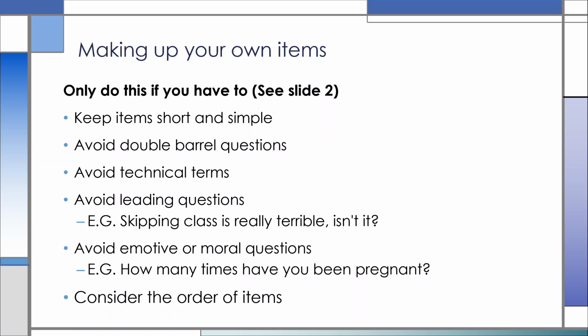Avoid leading questions. You don't want to imply the answer that you're looking for in the question you're asking. Avoid emotive or moral questions. You don't want to imply that you have some opinion or that there's some morally correct response to a given question. And also consider the order of items. Sometimes you'll have different items that might affect how subsequent items get answered, and so you want to try to reduce that as much as possible. You want each item to impact subsequent items as little as possible.